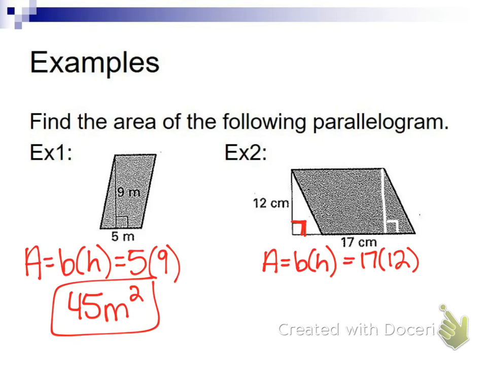All right, if we take 17 times 12, what do we end up with? 204, and our units? Centimeters squared.